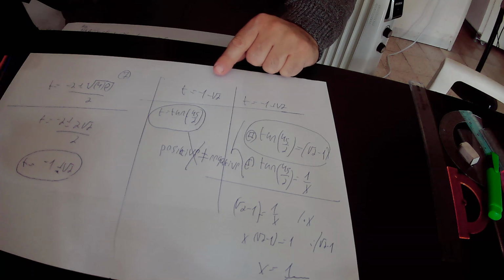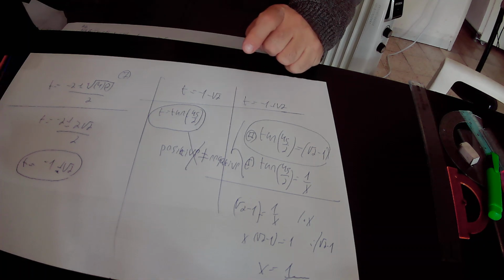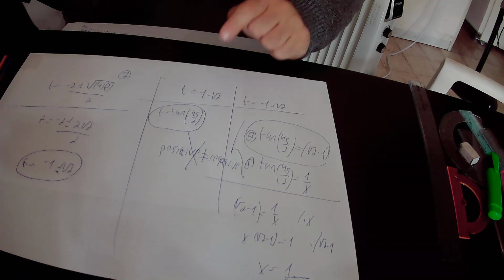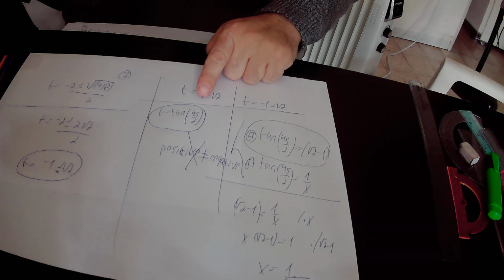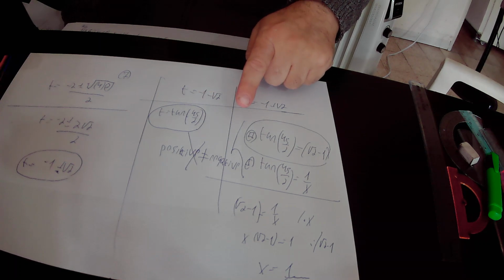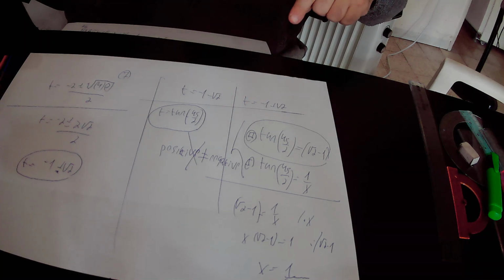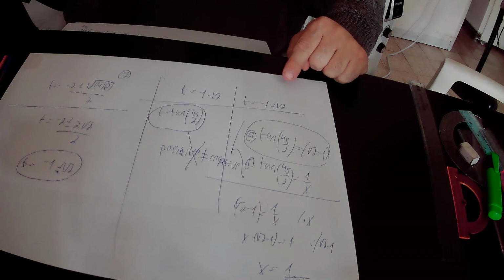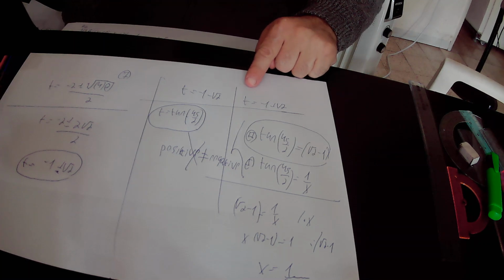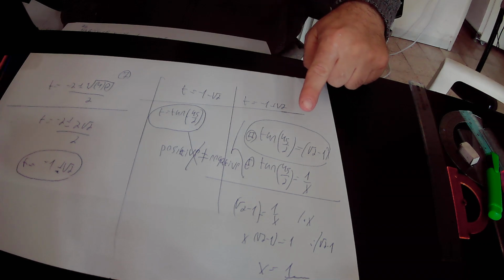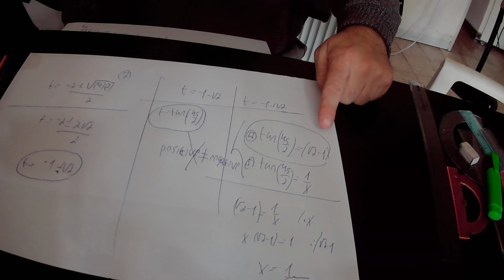The first solution for t is that t equals minus 1 minus square root of 2. According to our definition, t equals tangent 45 over 2. But tangent 45 over 2 is a positive number, and it cannot be equal to this expression that is a negative number, so we cancel this solution, and we are left only with the second possible solution for t, that t equals minus 1 plus square root of 2. According to our definition, t is tangent 45 over 2, so tangent 45 over 2 equals square root of 2 minus 1.